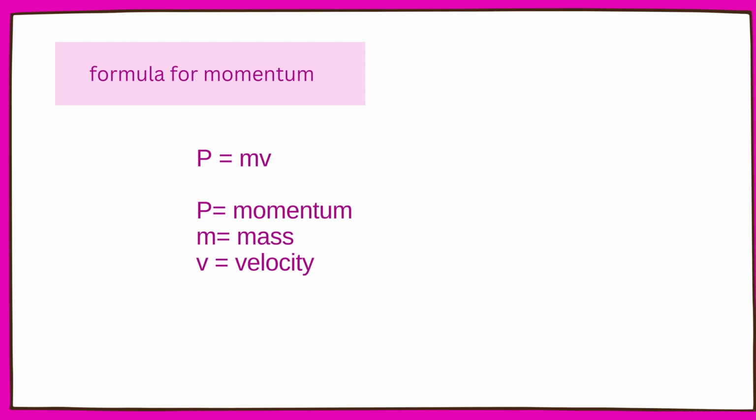Formula for momentum. P equals m times v. P stands for momentum. M stands for mass. V stands for velocity.